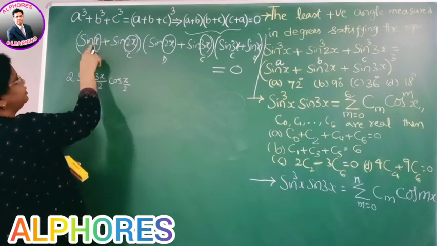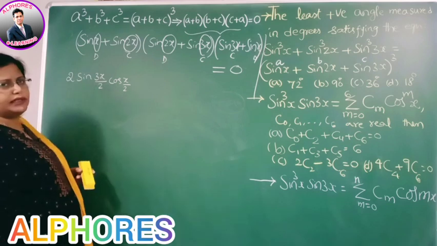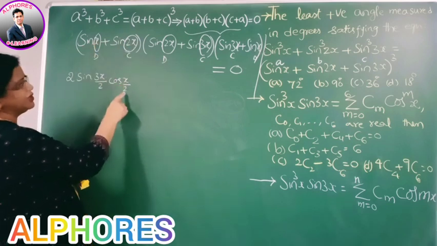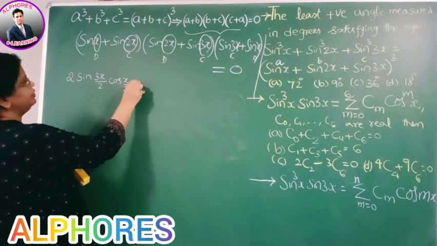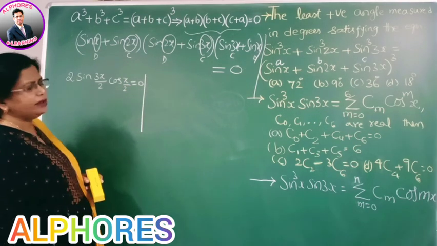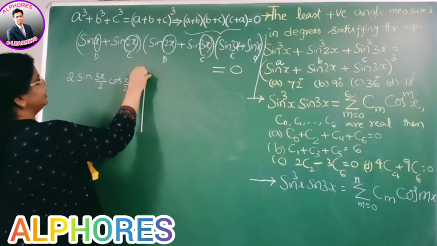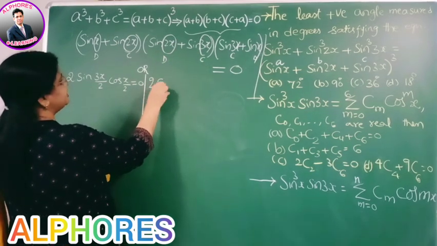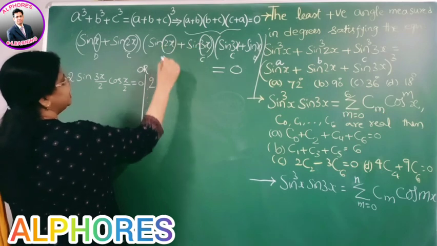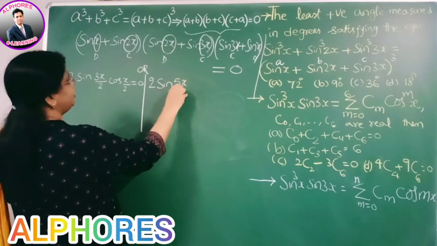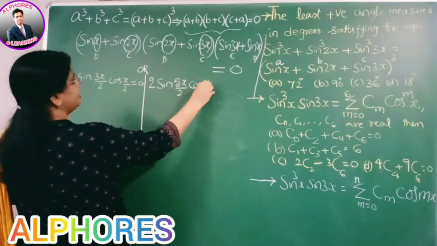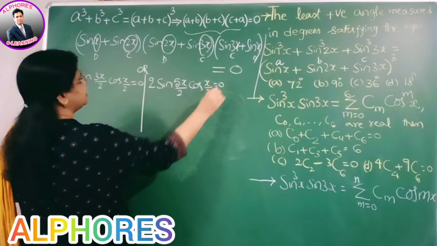2 sin (2x plus x)/2, that is 3x/2, into cos (2x minus x)/2, that is x/2. So this value here can be 0. Understand? Or what is the other condition you can get here from these two? It is 2 sin (3x plus 2x)/2, so 5x/2, and into cos (3x minus 2x)/2, so x/2, equal to 0.